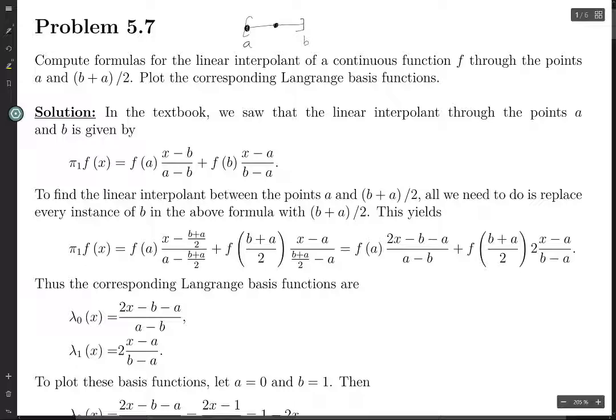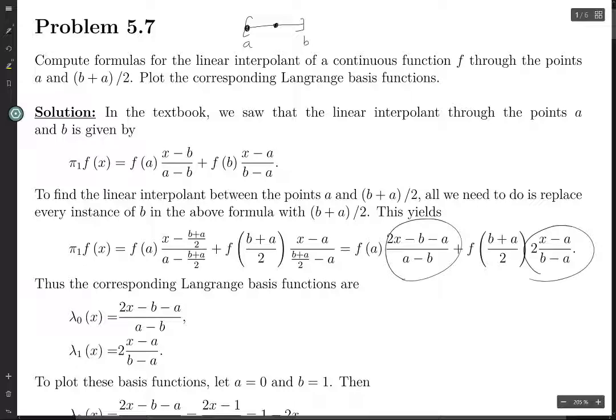And basically, instead of going from a to b, we want to go from a to (b plus a) over 2, the midpoint. So what we do here is we just replace b with this formula up here, and when we do that we get this thing. So we get this fraction, and then we just do some algebra. So we'll get f of a times this thing plus f of the midpoint times this thing. So then the corresponding basis functions are this thing here and this thing here. Of course we just specify those down here.